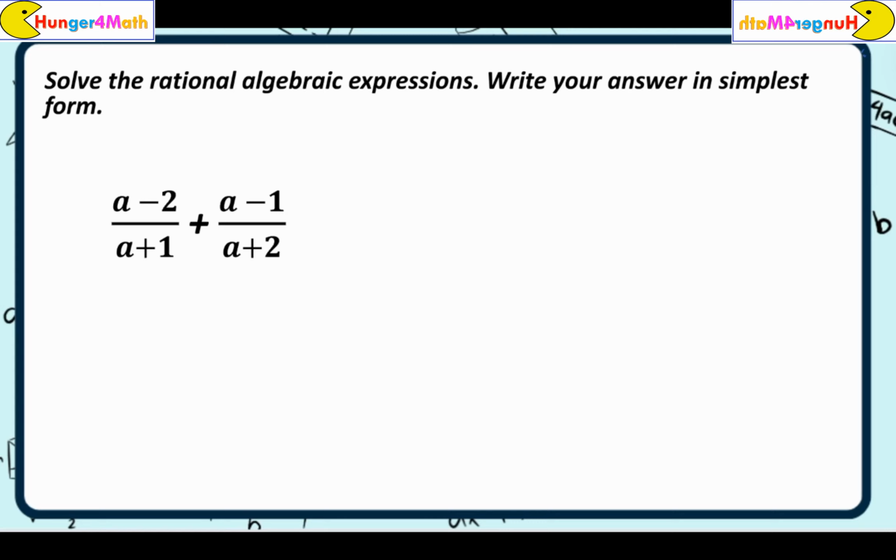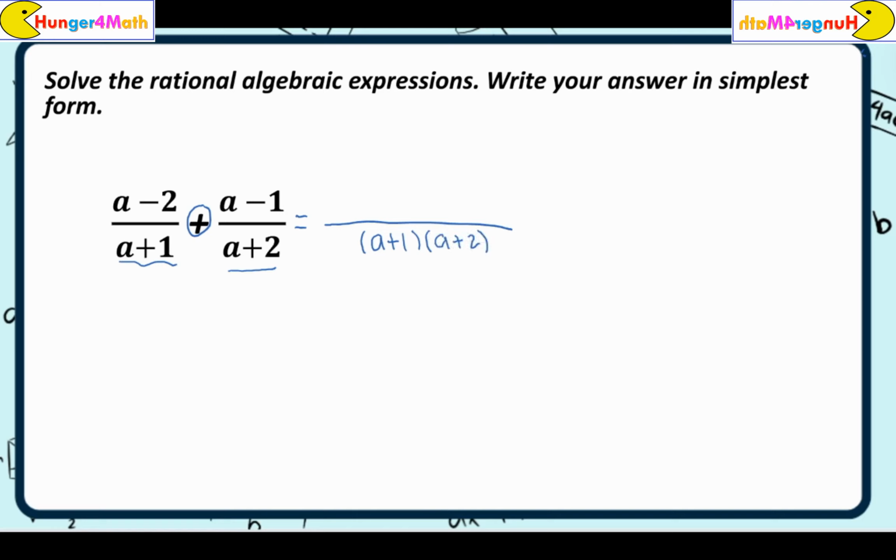Now let's start. For our first example, it's addition of rational algebraic expressions. It's the same way we add fractions, wherein we have to find the LCD of the fractions. Here, we're going to find the LCD of these expressions. Since the denominators a plus 1 and a plus 2 are not factorable, we're going to use those two as our LCD. That will be a plus 1 times a plus 2.